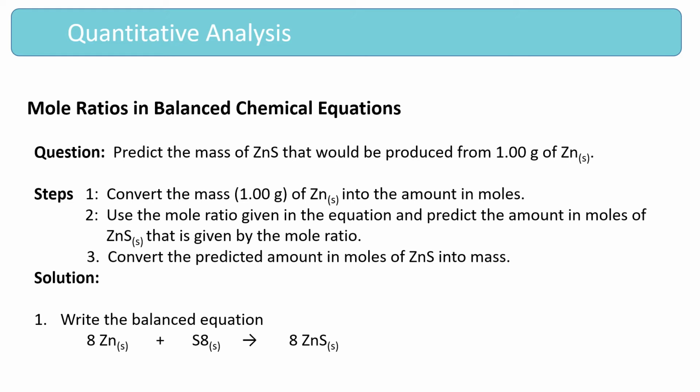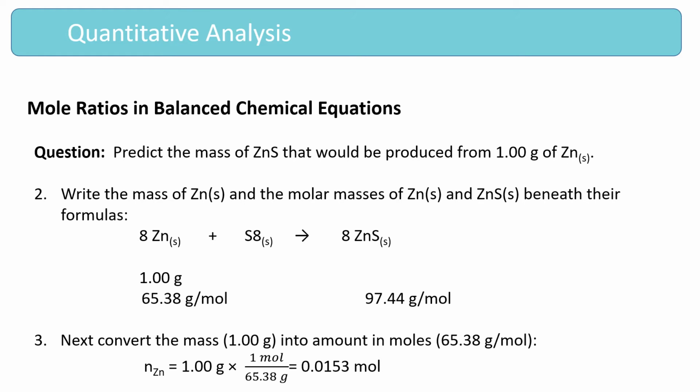So, first of all, we write the balanced equation. We make sure that everything is correct. And then we write the mass of Zn, which is 1.0 grams under the Zn. And then we write underneath, converting it, the molar mass, which we get from our periodic table for each.